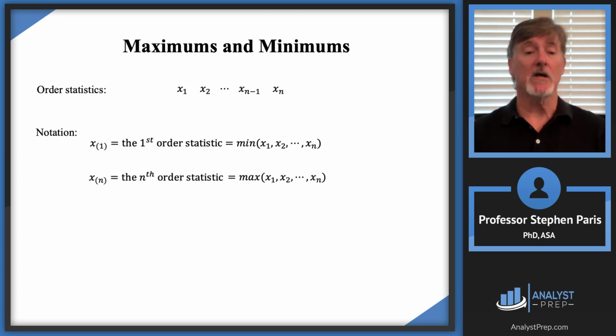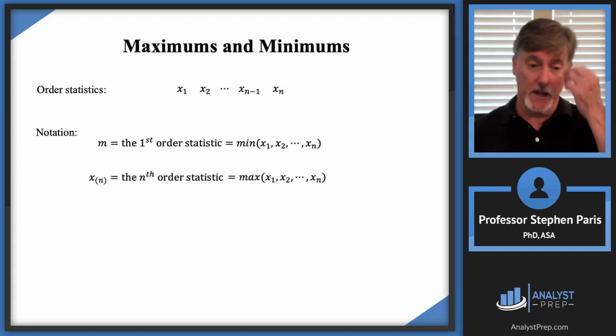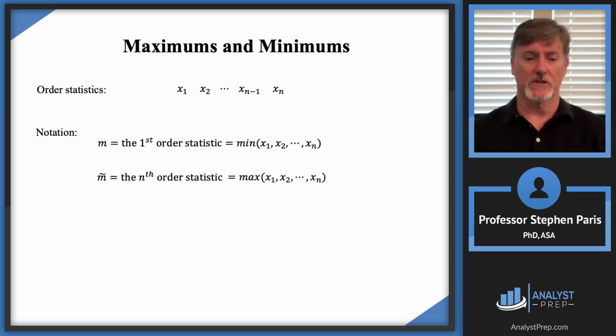Okay, so that's what order statistics are in the broader range. You could actually talk about second order statistics and third order statistics and so forth, but we're only going to focus on the first and the last, the minimums and the maximums. I'm going to change the notation a little bit to help me later on. For the minimum, instead of the x with a subscript of parentheses 1, I'm just going to use an m to represent the minimum of those values. And for the maximum, I'm going to use an m with a tilde on top to represent the maximum.